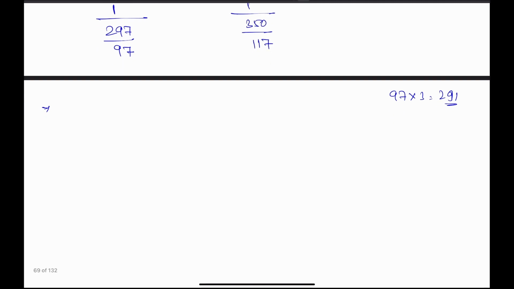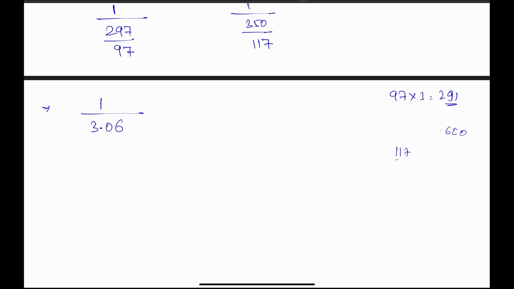So I can rewrite it as 3 point, and then 6 is there, so we just need to add 0. It will be something like 3.01 or 3.02. So 297 divided by 97 will come to 3.0 something, and once we put the 0 over here, it will become something like 5 or 6.